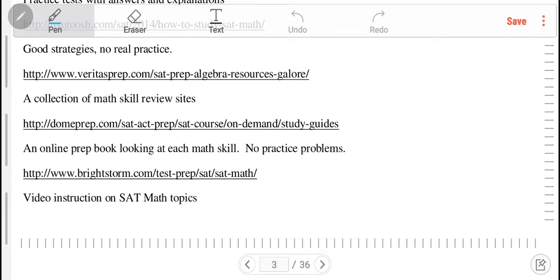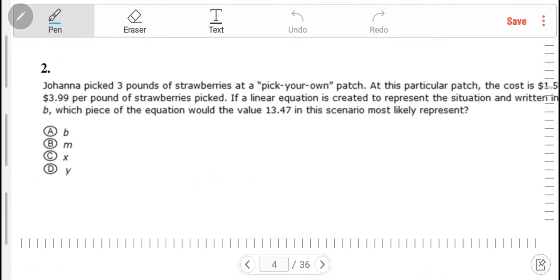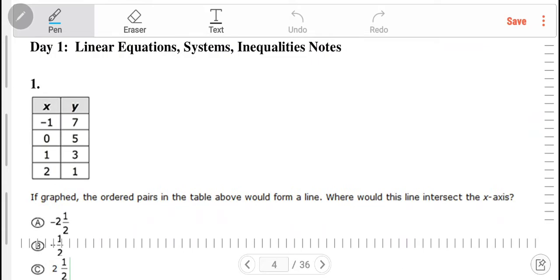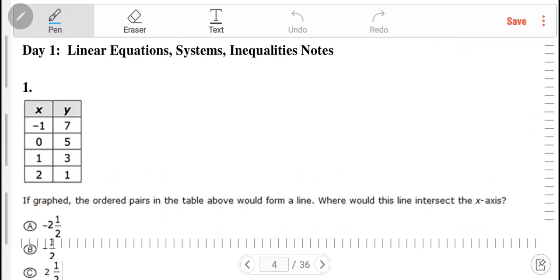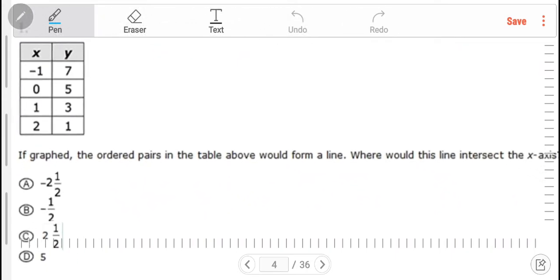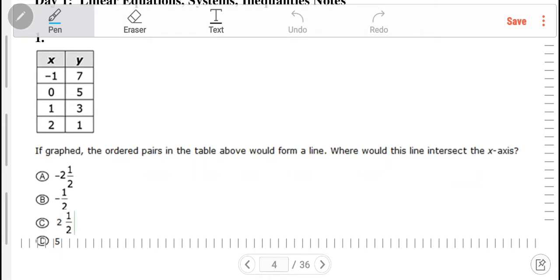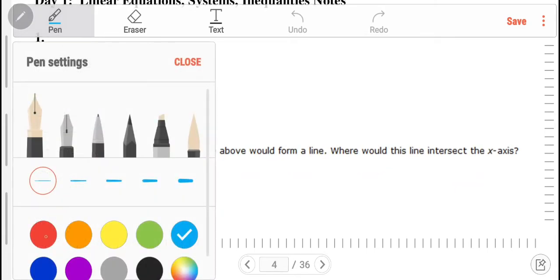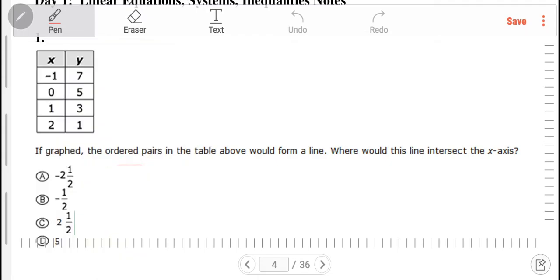Okay, let's start our session. And now the first problem here is a table. This table contains 2 columns for x and y, so it's a function. The ordered pairs in the table above would form a line when graphed. So he said that this table forms a line, so this is a linear function.